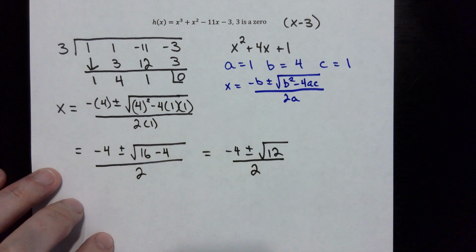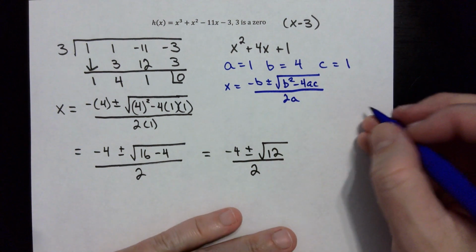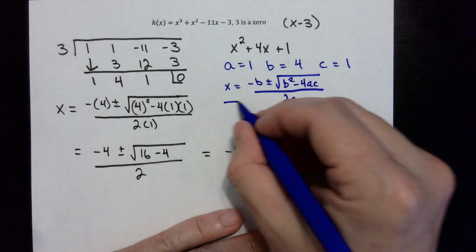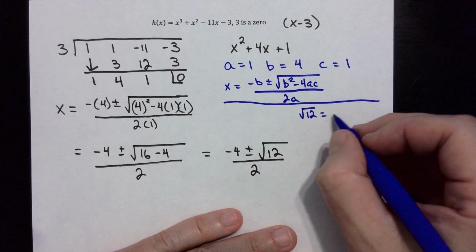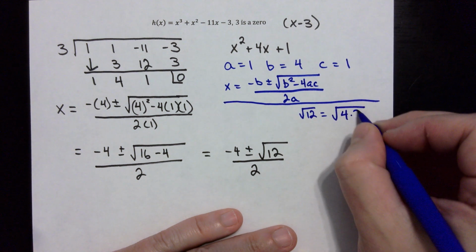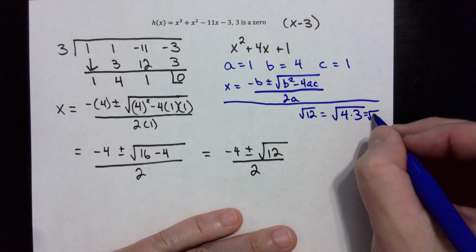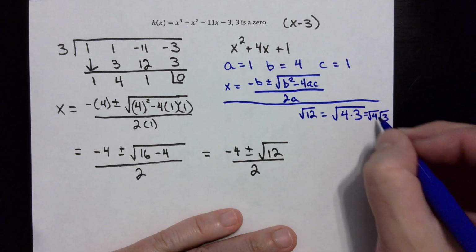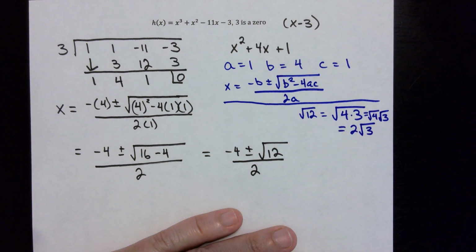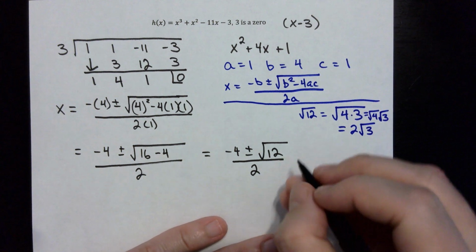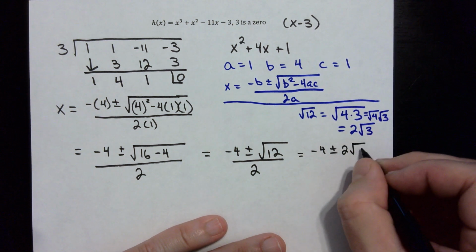Okay, and again, let's reduce that square root. I'll do it off to the side over here. So we got the square root of 12. It's divisible by 4, which is a square number. So it's 4 times 3. 4 times 3 gives us 12. And we can take the square root of 4 and leave the square root of 3 alone. Square root of 4 is 2. So on the outside we have a 2, and on the inside we have a 3. Okay, so this would become -4 plus or minus 2 square roots of 3.